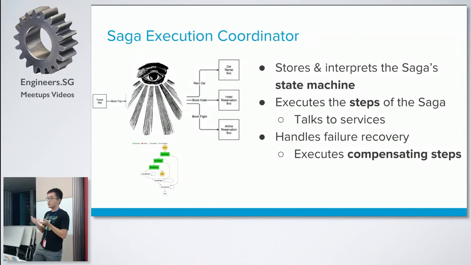So who executes, who manages these sagas? You need something called a saga execution coordinator, which is essentially a standalone service that stores and interprets your saga's state machines. It's responsible for executing each step in your state machines. This service is what actually talks to your microservices. It also handles failure recovery by executing any compensating requests should there be any failure.